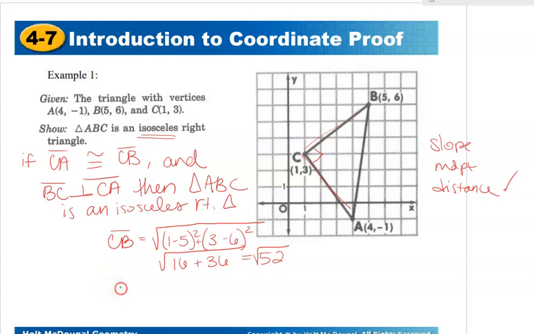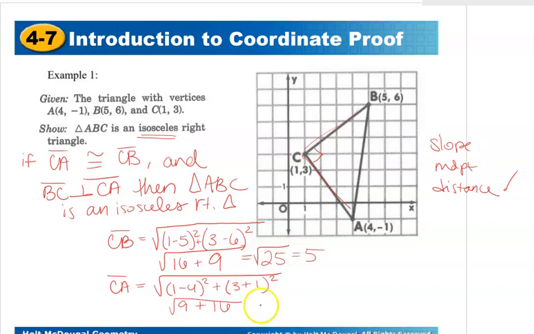So that was CB, now we're going to do CA. Distance formula again: 1 minus 4 squared plus 3 minus negative 1 squared. Just double checking here. Yep. So then you get 9 plus 16. And I'm realizing now, in case you didn't know, it's my mistake. This should have actually been 9. Good job if you caught my mistake. And this was 25, which is 5. There we go, now they're matching.